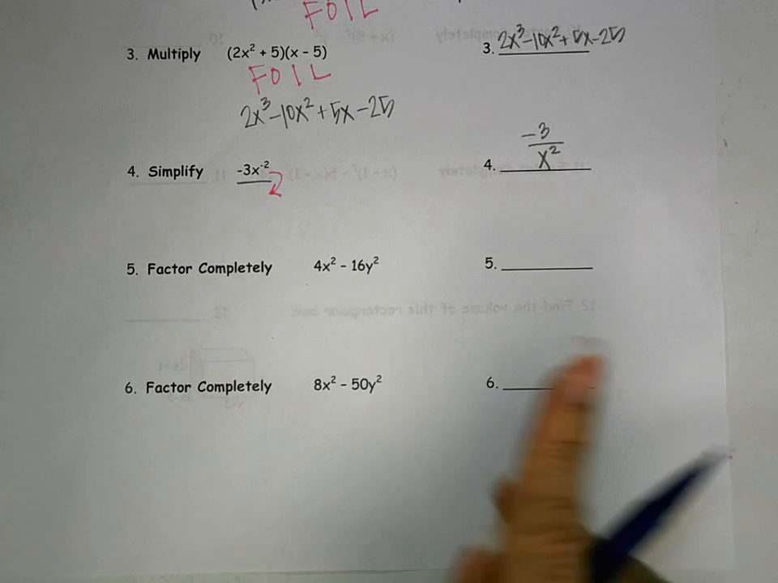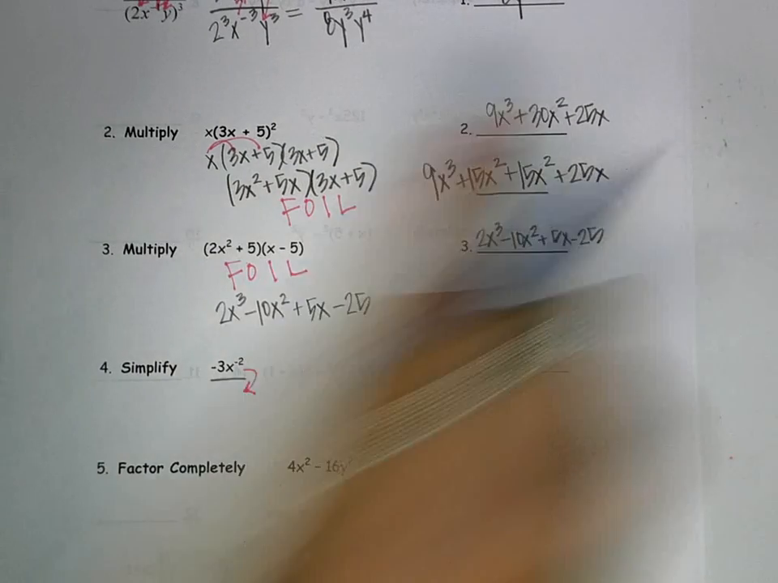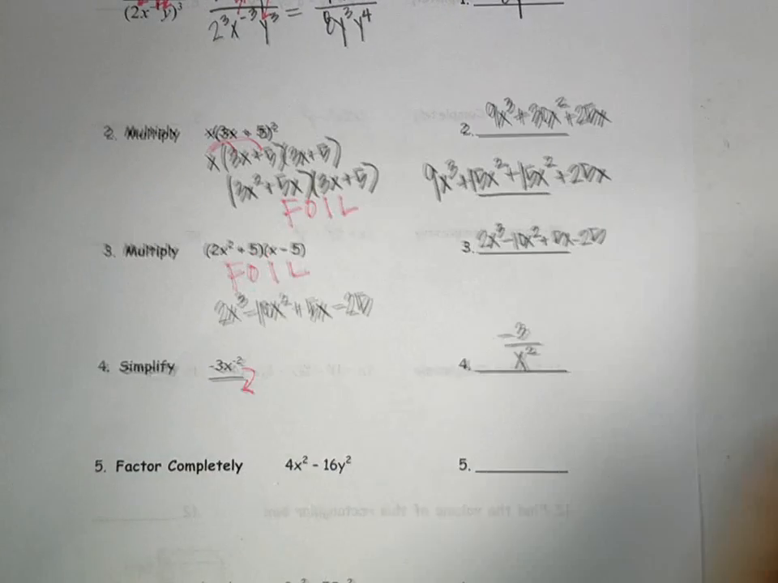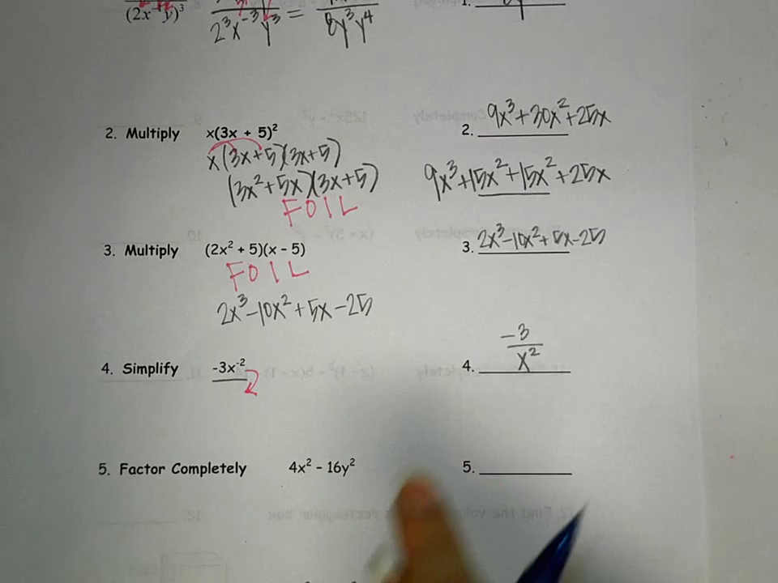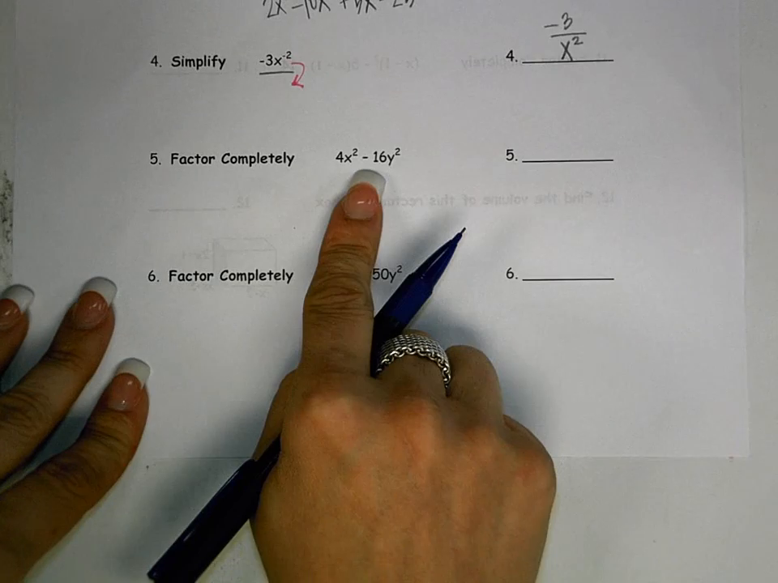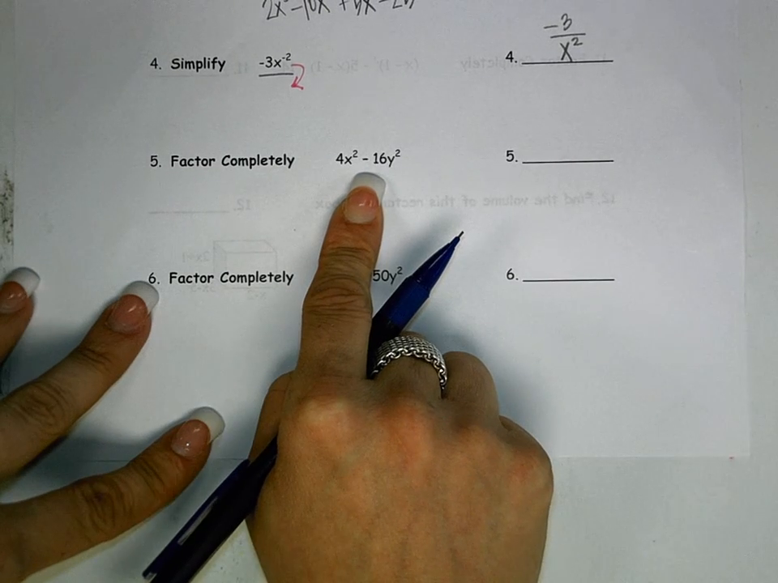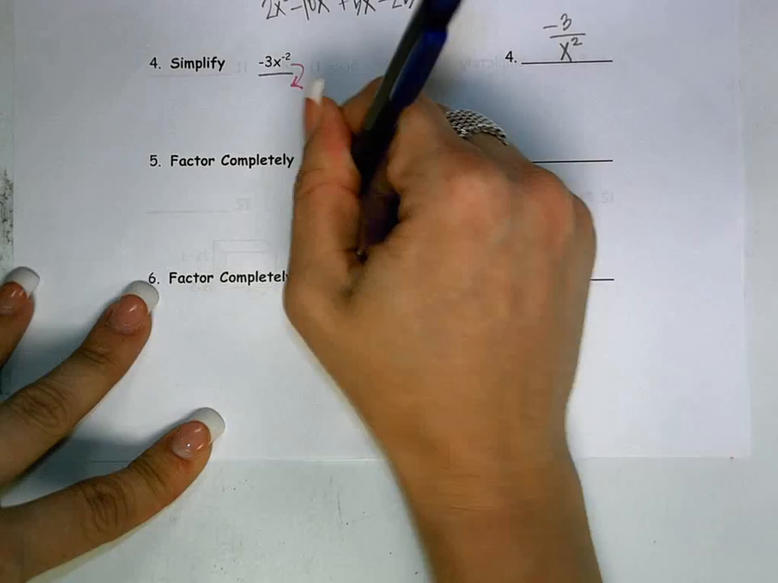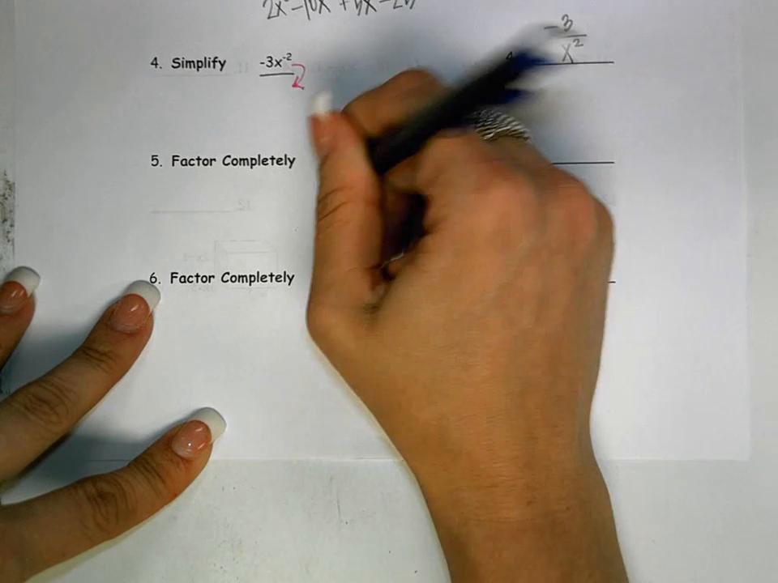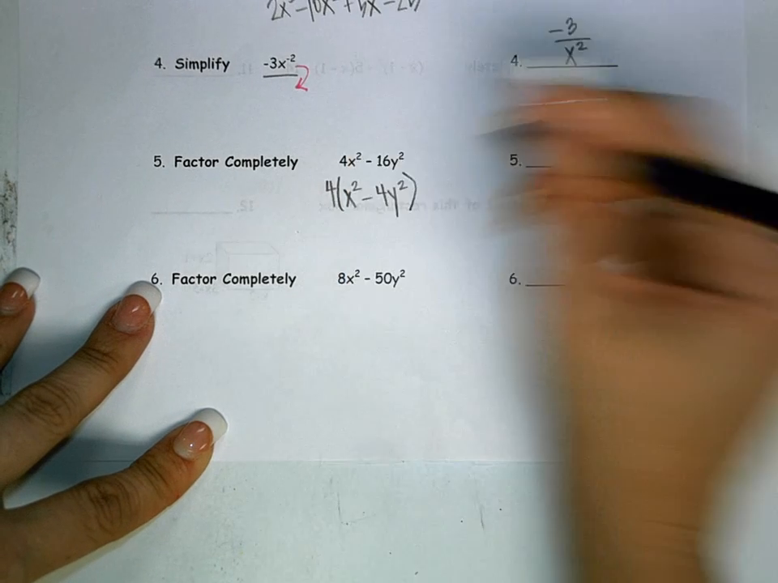Now, make sure on these, when this says multiply, get your answer, leave it alone. Don't factor it again. Okay, you have to read the instructions. These were multiply, so leave them like that. This one is factor, so that means we're breaking things down. First thing you always want to look for is a GCF. So I can take out a 4. If I factor out a 4, divide out a 4, I'm left with x squared minus 4y squared.